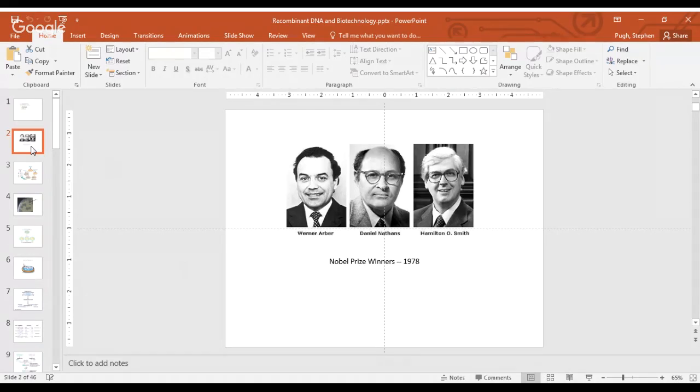So these 3 individuals, Werner Arber, Daniel Nathans, and Hamilton Smith, all won the Nobel Prize in 1978. And they won that prize for discovering restriction endonucleases. And this was based on research they did in the 50s and the 60s. And they weren't out trying to create an industry. They weren't out trying to develop a whole field of biotechnology. They were simply trying to better understand how phages interact with bacteria cells.